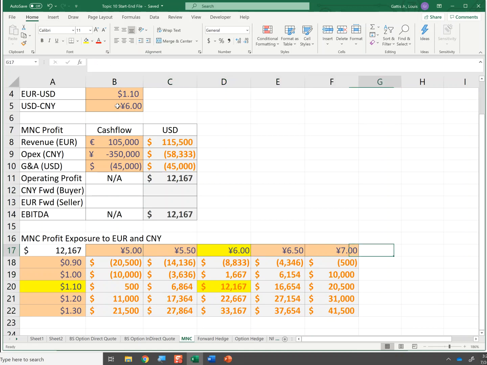The exchange rate going from 6 to 7 is an appreciation of the dollar, depreciation of the yuan, which makes our Chinese labor less expensive. And when the euro is trading at $1.30, that's also a good scenario because my revenues are worth more in dollars. So here's my exposure to those two exchange rates. I have a positive exposure to a depreciation of the yuan and an appreciation of the euro. I have losses when the yuan appreciates and the euro depreciates.